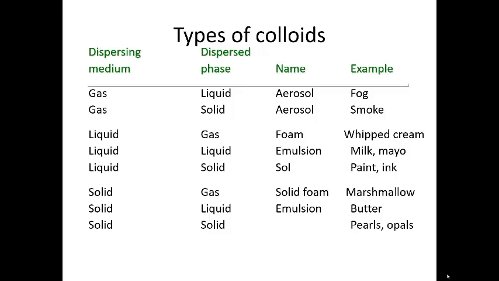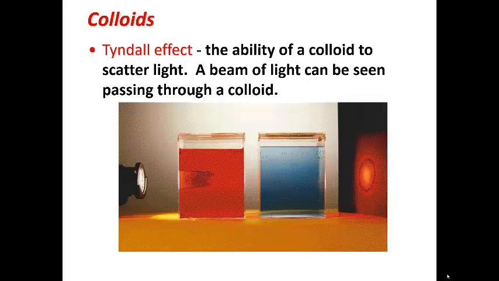If we put a solid in a liquid, we call that a sol. That would be paint, right? You have the plastic pieces floating around in the liquid. When the liquid evaporates, your paint dries into a solid, or ink is the same sort of thing. If you put a gas in a solid, we call that a solid foam. That's a marshmallow. If you put a liquid or a solid in a solid, those are called emulsions, like butter or pearls. Solid in a solid is kind of an odd one, but the rest should be things that you've experienced and make sense to you. So just so you know where these names come from.